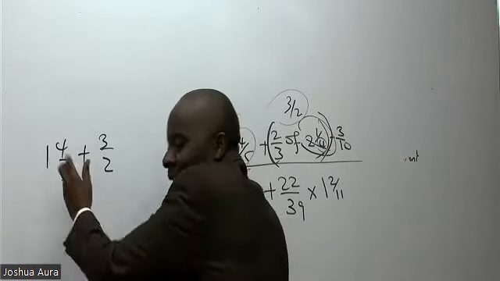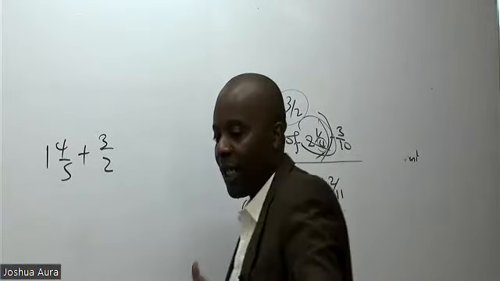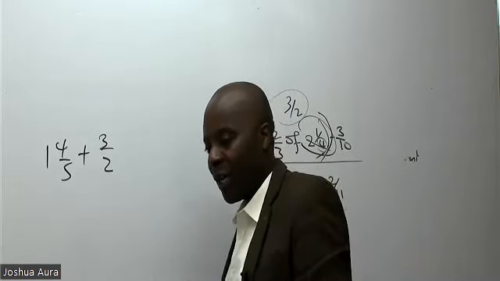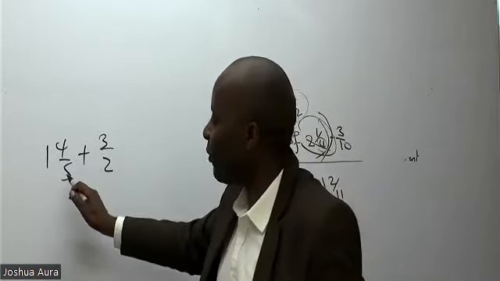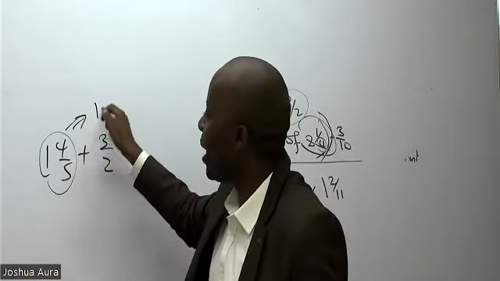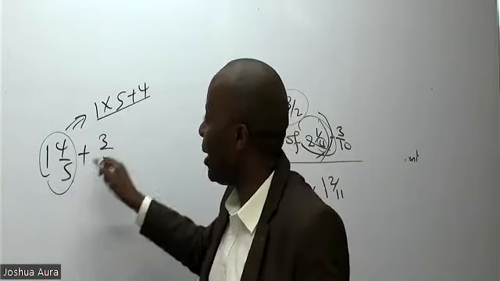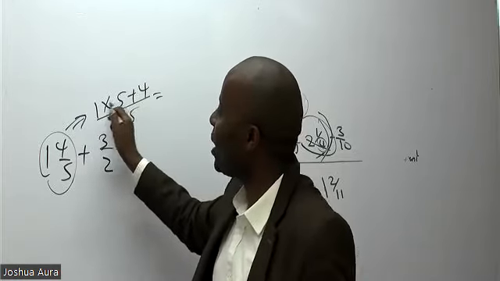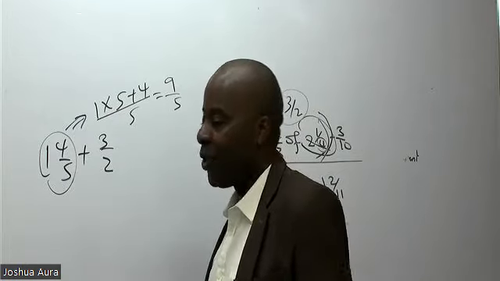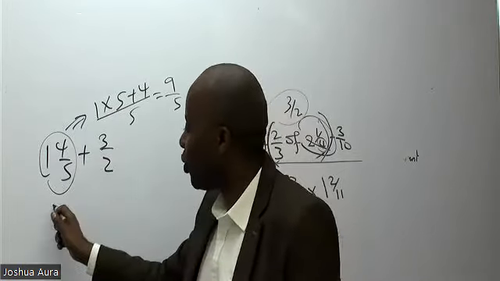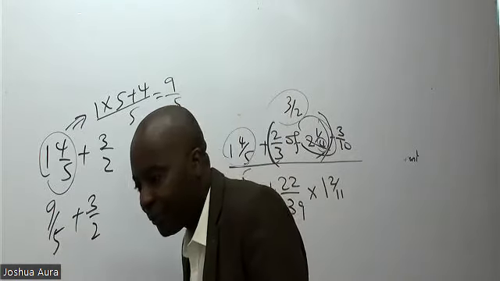Cynthia, could you kindly come and change this to an improper fraction? Tell me what do we have. We have 1 times 5 plus 4, all over the existing denominator. So somebody is telling me that this is 5 plus 4, which is 9. 9 over who? 9/5. Thank you so much. So this will be 9/5 plus 3 over who? 3/2. Thank you so much.